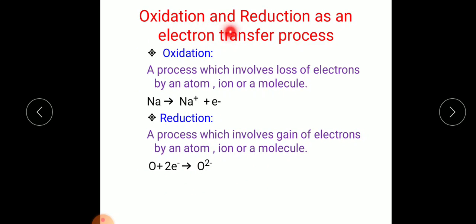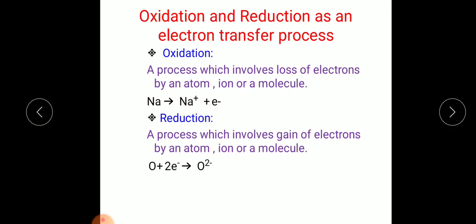Next, oxidation and reduction as an electron transfer process. So we can also define oxidation and reduction on the basis of electron transfer. If you want to define the oxidation process, it is a process which involves loss of electrons. It can be a single electron or more than that. So a process which involves loss of electrons by an atom, ion or molecule, we call it oxidation. Example, sodium loses one electron and it forms sodium ion. So this is an oxidation process.